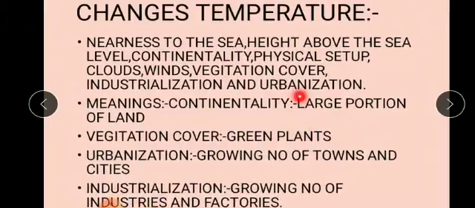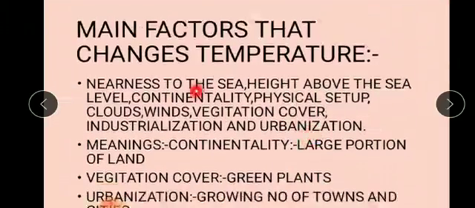Now, the main factors that change any temperature are what, children? Nearness to the sea. If the place is very close to the sea, the temperature changes. If the place is above the sea level, when we talk about hill stations, these places are usually at a height above the sea level, isn't it? So you will experience that in such hill stations the temperature is very, very low, it's almost cold, a pleasant atmosphere is there, isn't it? This happens because the place is above the sea level. Above the sea level means what, children? It is somewhere in the mountains.